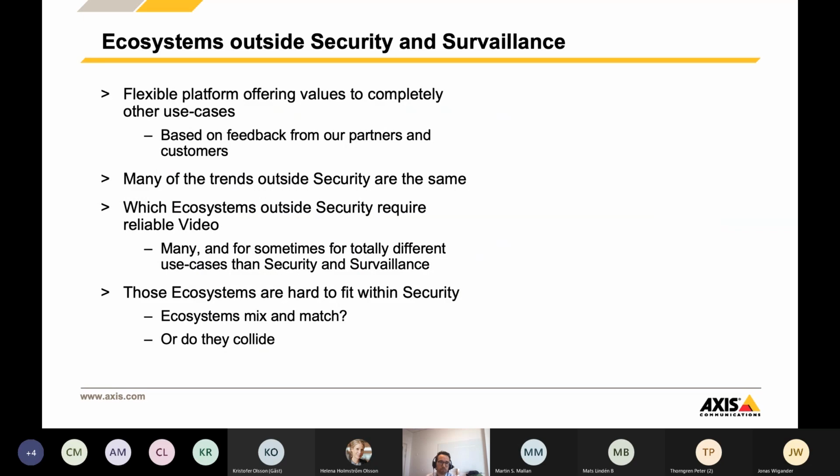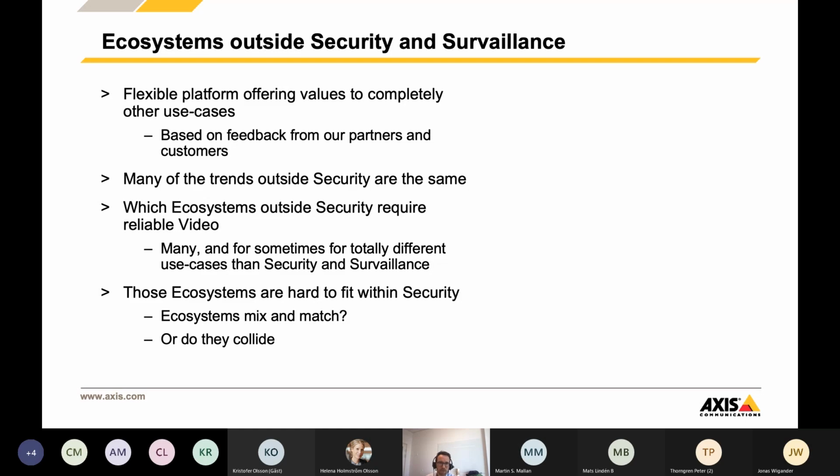And should we fit them into the ecosystem that we already have, or do different ecosystems mix and match, or do they collide? And that is something that I've had high on my agenda. So I'm going to have a few quite concrete examples, so it's not too fluffy.